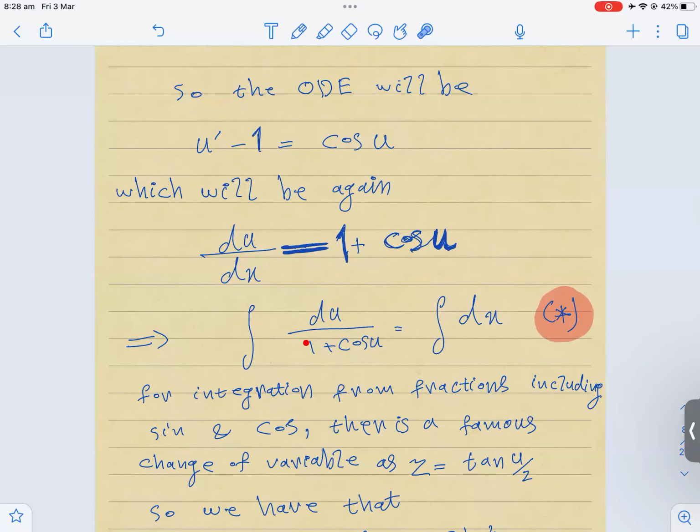So again, it's a separable ODE: integral of du over 1 plus cos u equals integral of dx. When you see integration including fractions with sine and cos in the numerator or denominator, that will be a little bit hard, but there is a famous change of variable. These are the techniques of solving integration, although these days we have lots of software that does the job.